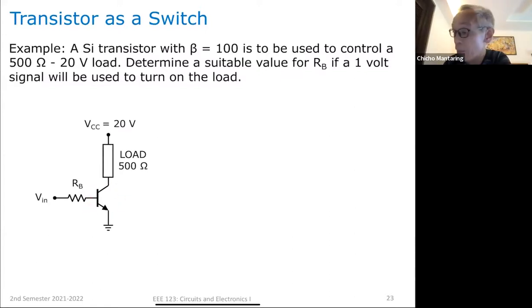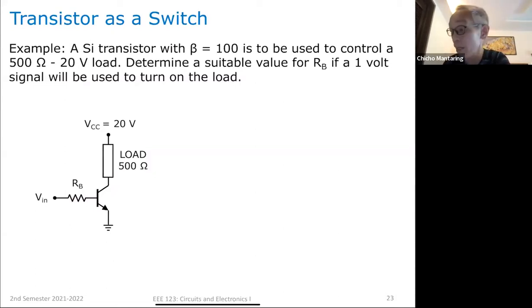Okay, so what are we saying here? You can use an input voltage to control the load, to turn on and off the load. And the input voltage should be such that if you want to turn off the load, the input voltage should be low enough so that this is cut off. If you want to turn on the load, the input voltage should be large enough so that this is saturated.